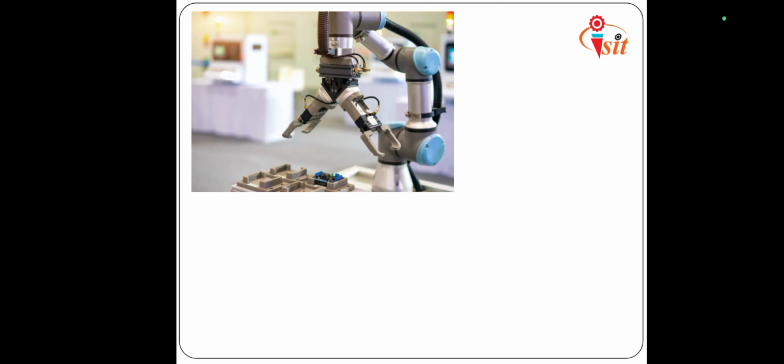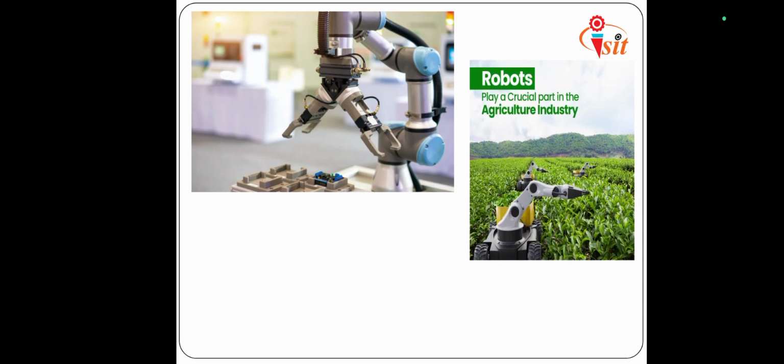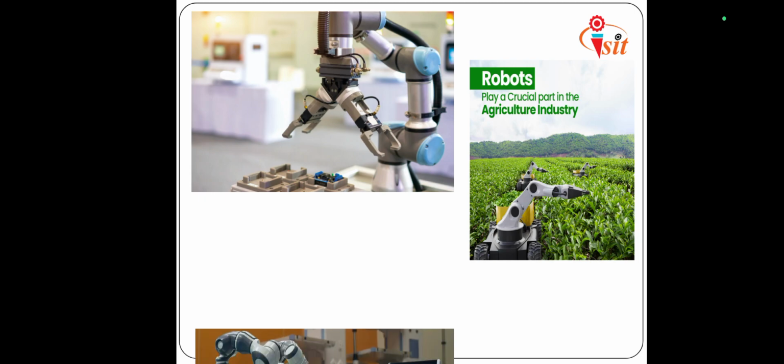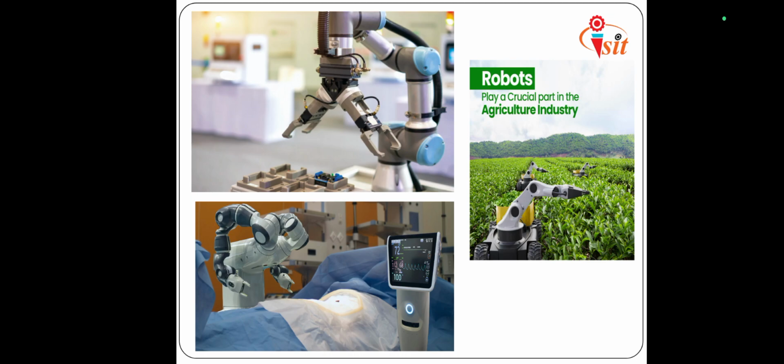Few more applications of robots. Here one robot, a manipulator, is shown which is doing assembly of electronics parts. Next, robots play a crucial part in the agriculture industry. In agriculture, robots can perform different applications, such as supplying water to the crops. This application is very important. A robot is doing surgery nowadays. You can find any hospital equipped with robots. Robots are doing surgery, such as knee replacement, open heart surgery, and dental surgery. These are the different surgeries robots are doing.